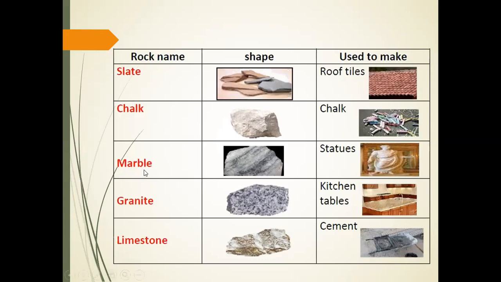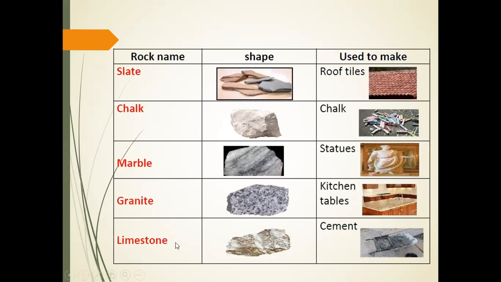Then we have the marble. The marble, this is its shape. It's important to know the shape of each rock, and of course its use. The marble is used to make statues. We make statues from the marble. Granite, we all saw granite, and it has different colors. It is used to make our kitchen tables.